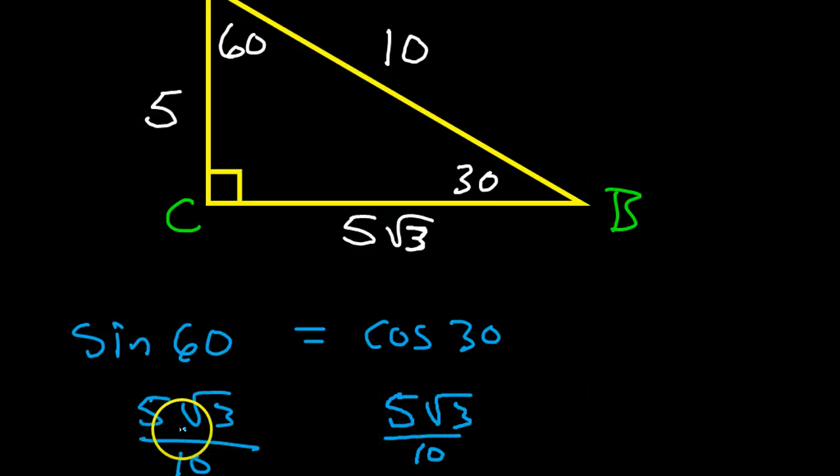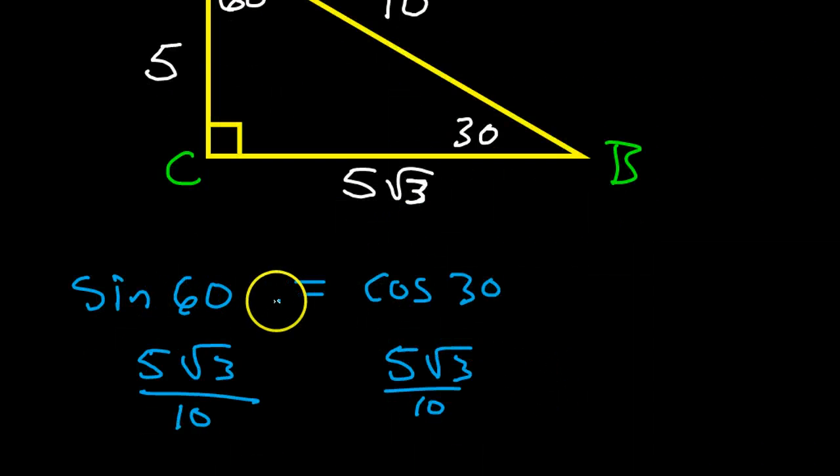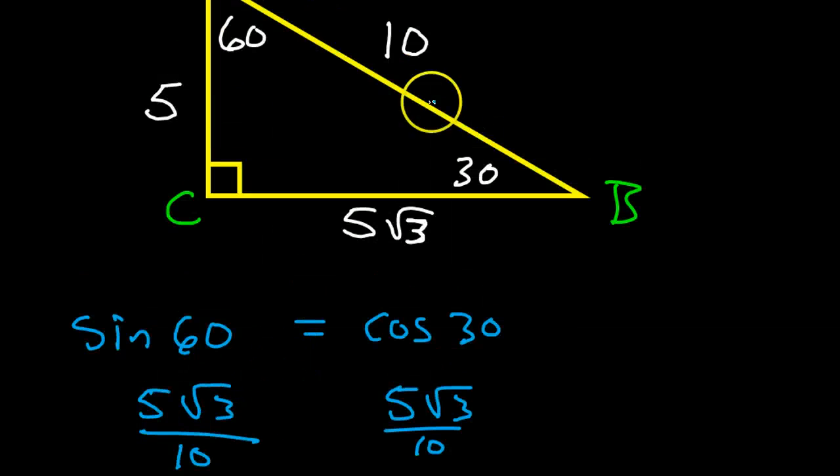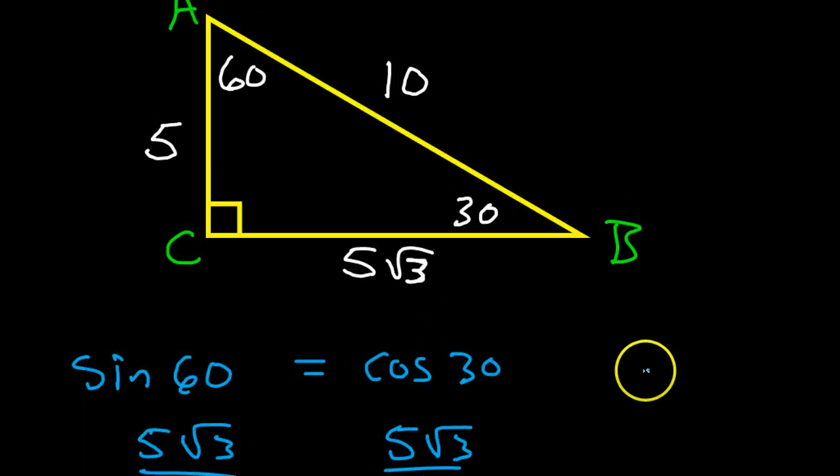So like we're seeing, it's going to be the same thing both times. And that, of course, is going to happen every time, because for the 60, this will be opposite, but for the 30, this will be adjacent. And that would be true no matter what these angles are. So I'm sort of proving to you that what I said is true. So if you have a right triangle, the sine of one angle will always equal the cosine of the other angle. That's the background that you need for this lesson.